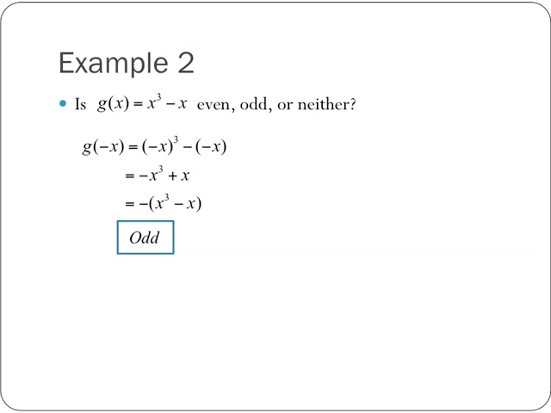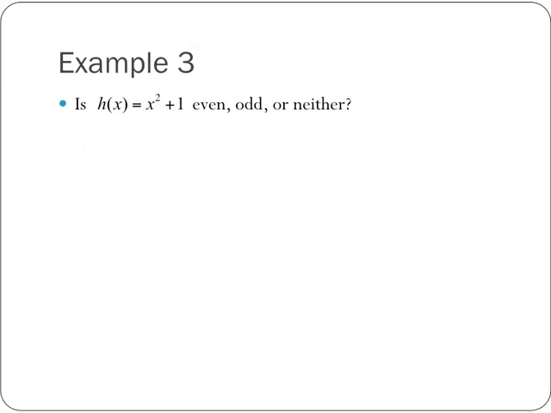Example 3. Is h of x equals x squared plus 1 even, odd, or neither? Do the same thing. Plug in negative x into our function. So we have negative x in parentheses squared plus 1. We know that squaring a negative number will just end up being positive x squared. And as you can see, this is the same as plugging in x into our function. So since it's the same, we know this is going to be an even function.